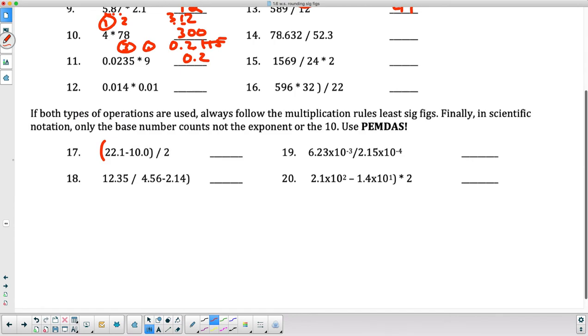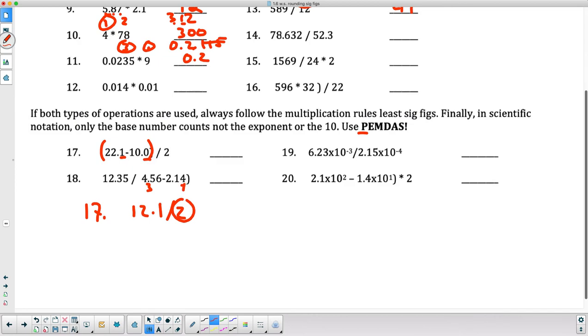So for number 17, the first thing I do is I subtract the 2 because they're in parentheses, and that's the P for PEMDAS. So I do parentheses first. Parentheses first looks like 22.1 minus 10, and I get 12.1. They both go to the tenths place, so my 12.1 is rounded off correctly, and then I divide by 2. Here I have 3 significant figures, and here I have only 1 significant figure.